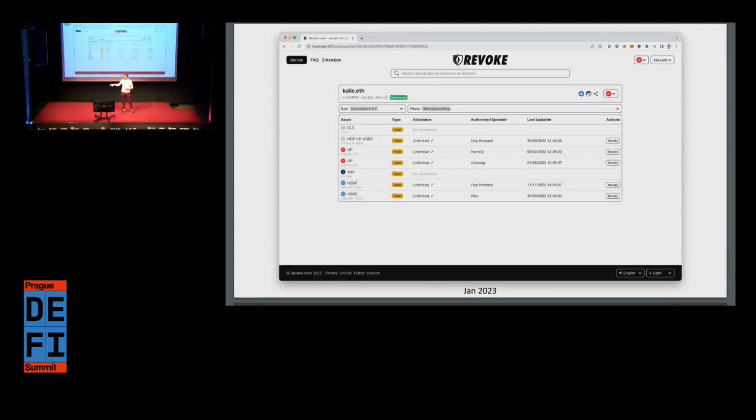So in the meantime, eventually that ended up in this whole new version of Revoke.cash that I released earlier this year, that is more flexible into the future.